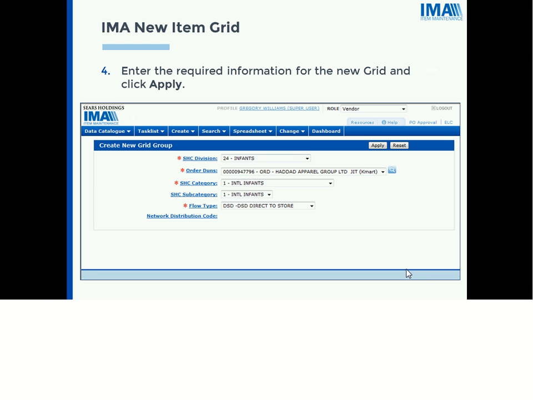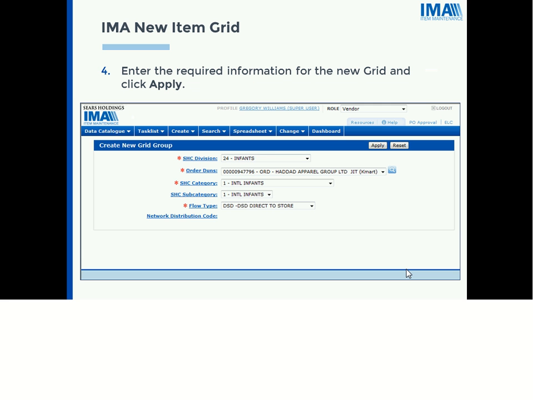So once you click Create Grid, it comes up to this page, and you have to enter information about your grid. All of the information that you enter here is going to be applied to all items on your grid. So you select your division, your order dones, your category, and flow type.